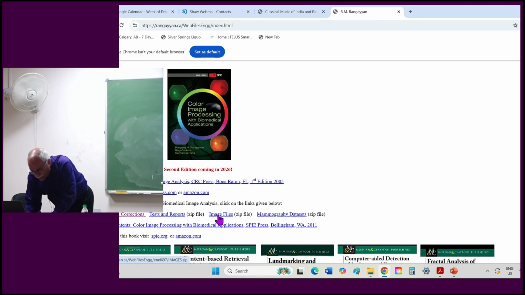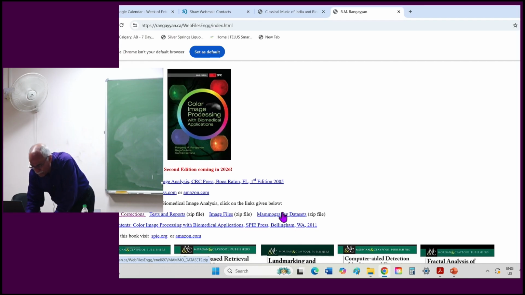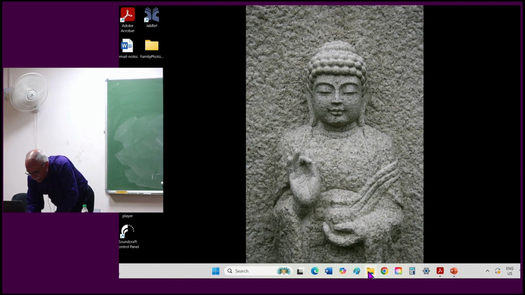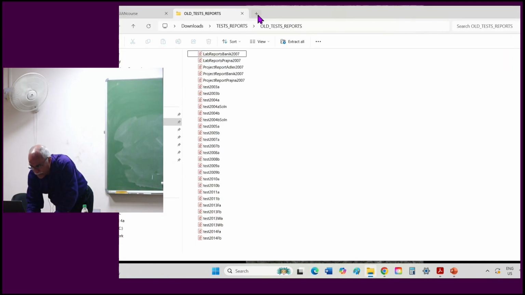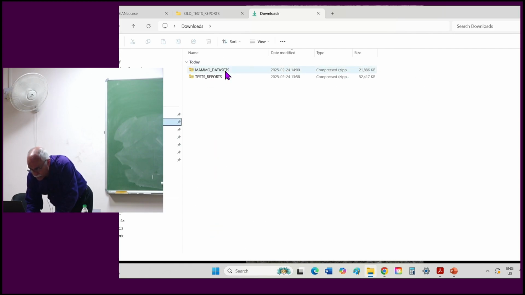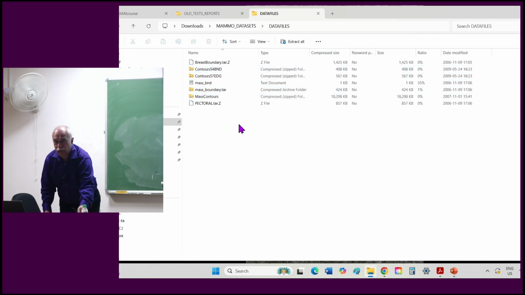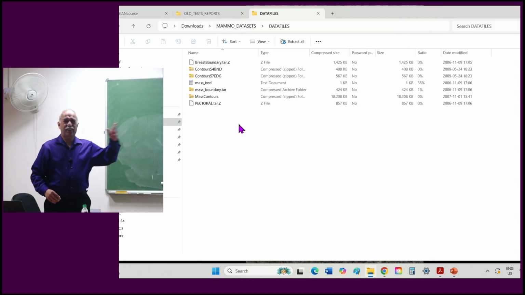What do I have there? There are some image files, images that I have used in the book, some of them, if you want to download and use them. I think these are just contours of tumors and so on. Yeah, there are 54 contours of tumors, 57, and mass boundary, mass contours, breast boundary contours, pectoral muscle, and so on. But they're all outdated.